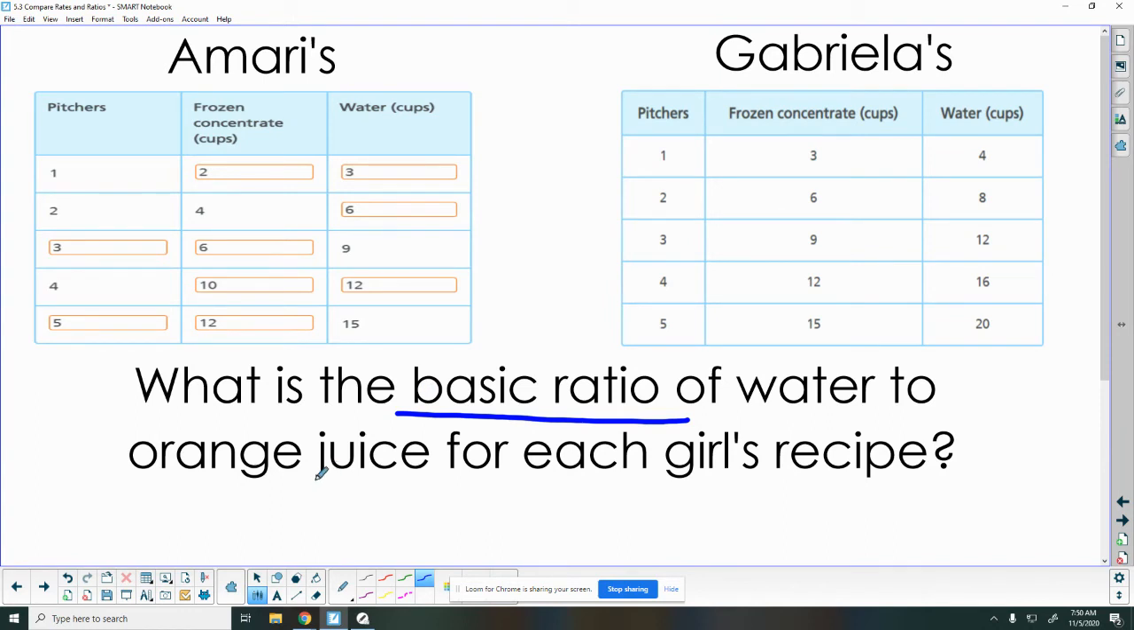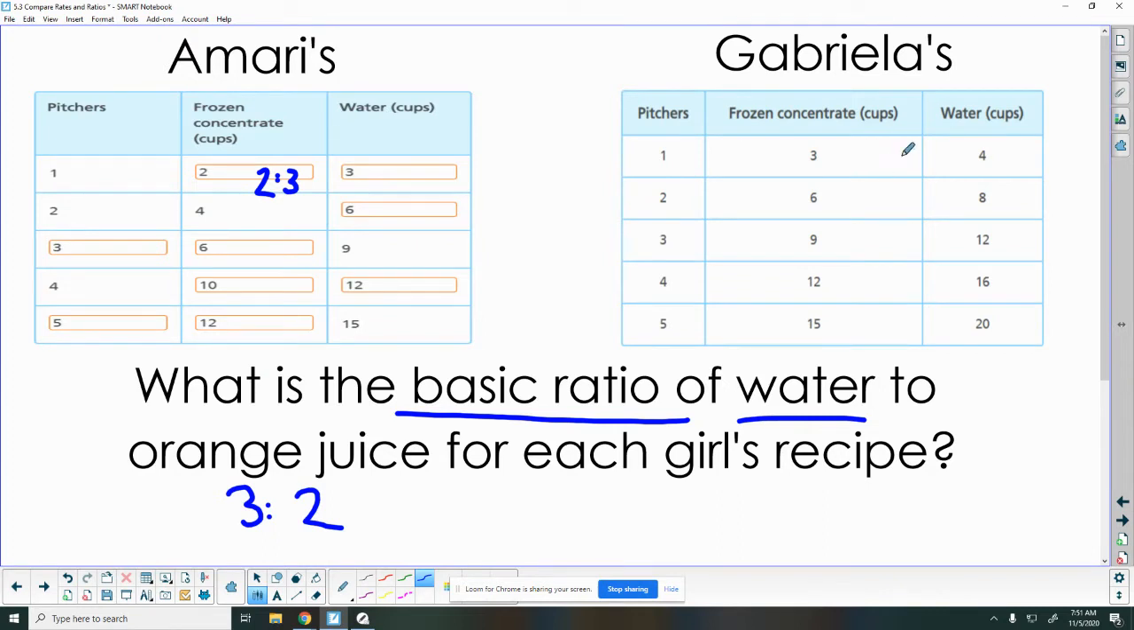When we're talking about that basic ratio, that means in one group. So for Amari, she needs 3 cups of water. They put the orange juice first, but the question asks for water first, so water would be 3 and orange juice is 2. Or I can compare orange juice to water.